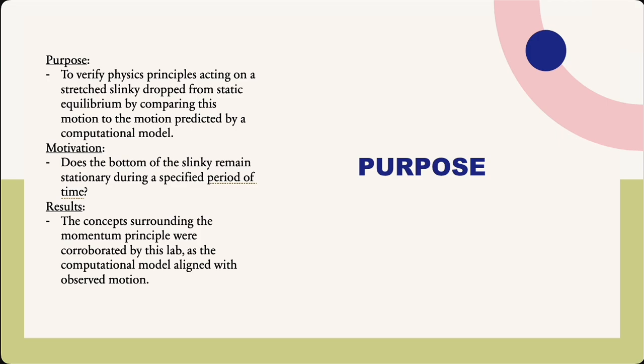So the purpose of this lab is to verify physics principles acting on a stretched slinky dropped from static equilibrium by comparing this motion to the motion predicted by our computational model. Now, the general motivation behind this is to answer the overarching question of, does the bottom of the slinky remain stationary during a specified period of time, and then why? Does it or does it not?